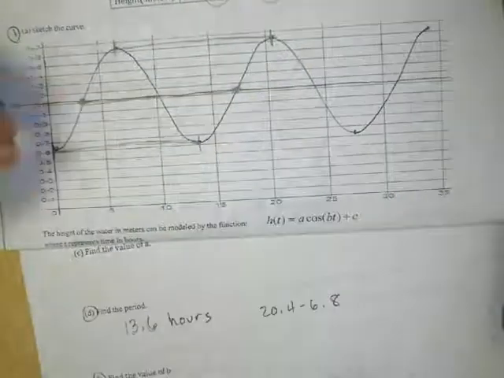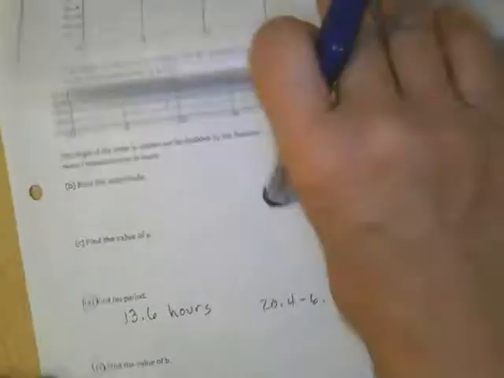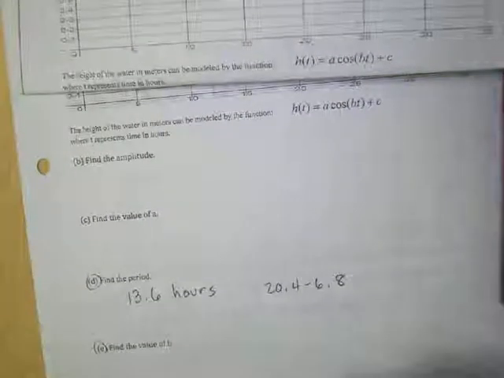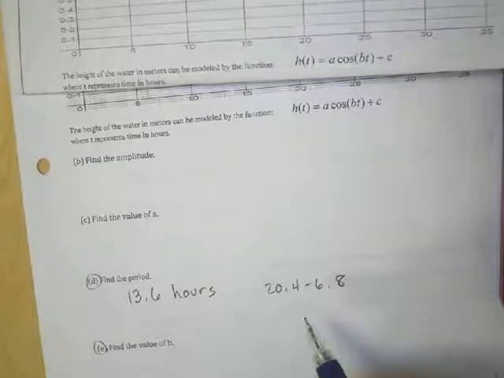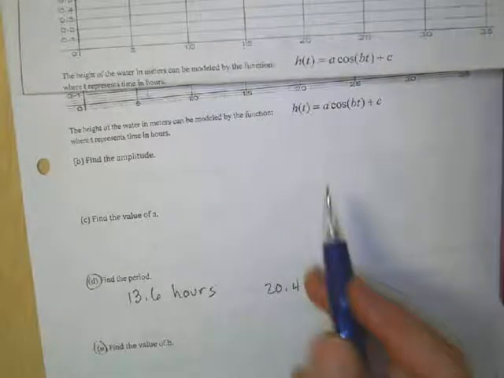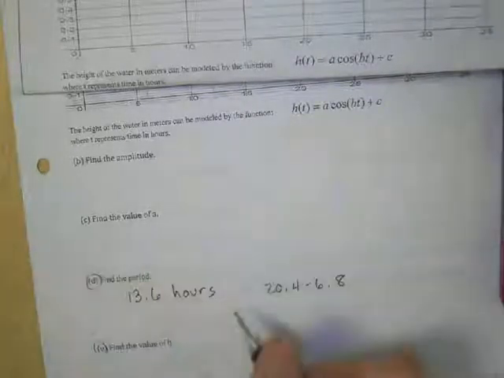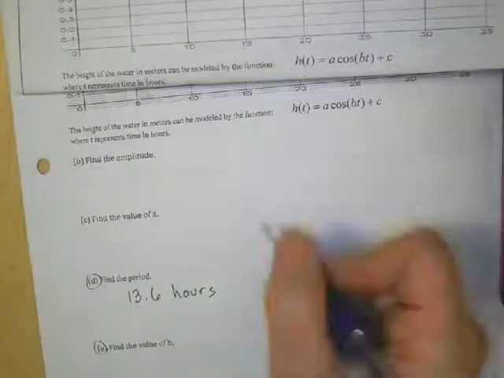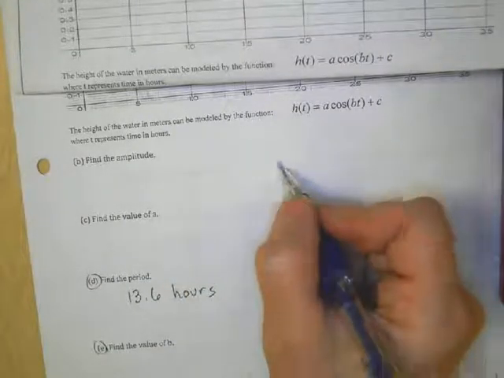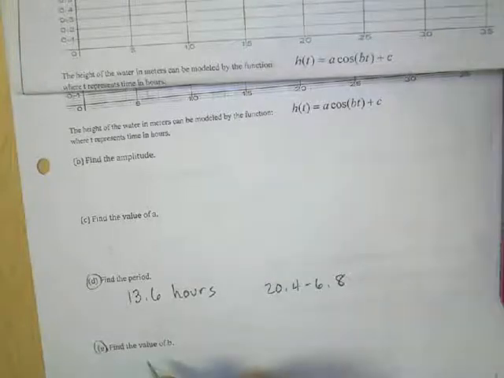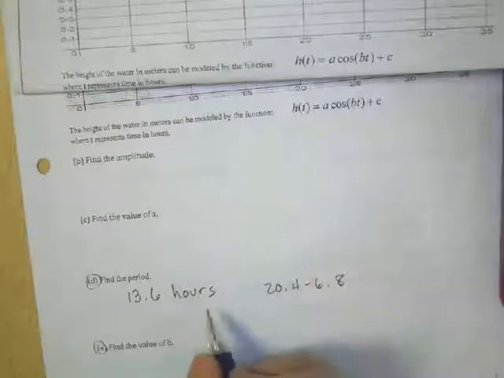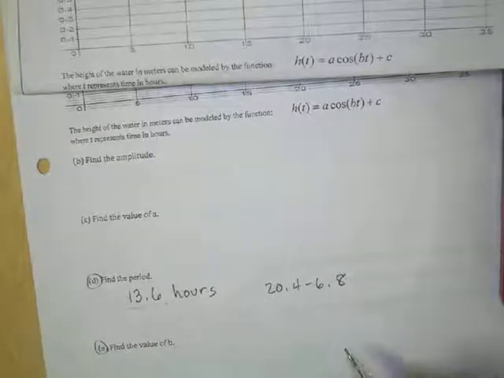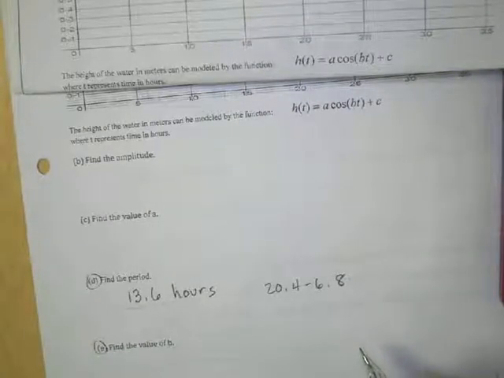All right, so find the value of b. So b is related to the period. So the natural period of a sine function is 2 pi, okay, all the way around a circle. That's the natural period. So if I'm going around a circle, how long does it take me to get around? 2 pi. So the normal period is 2 pi, but our period is 13.6. That's not 2 pi. Okay, what's going on here?